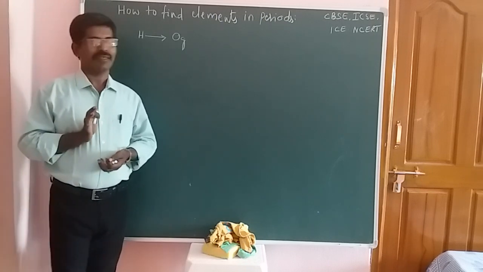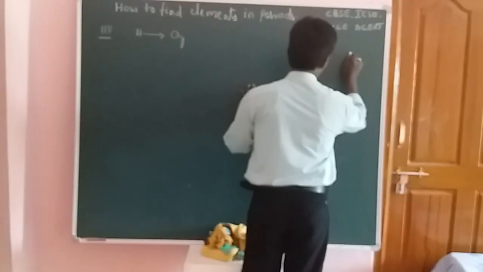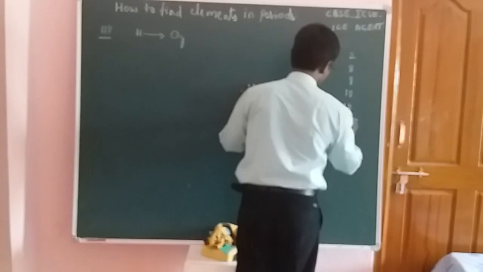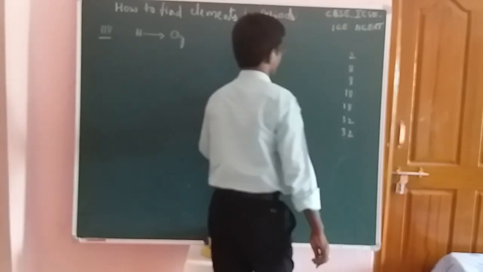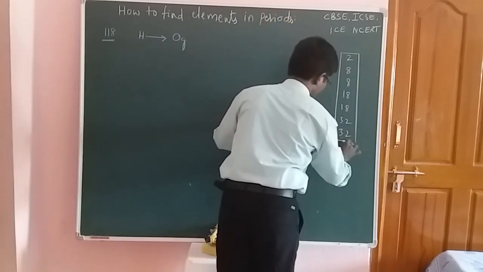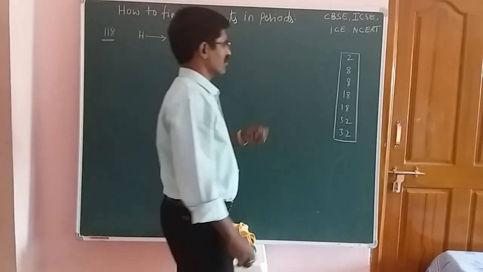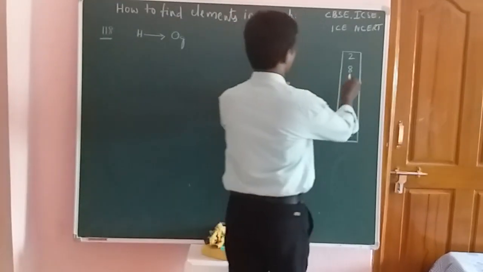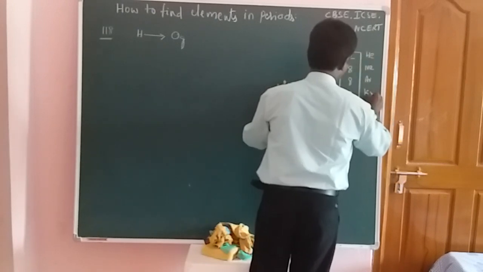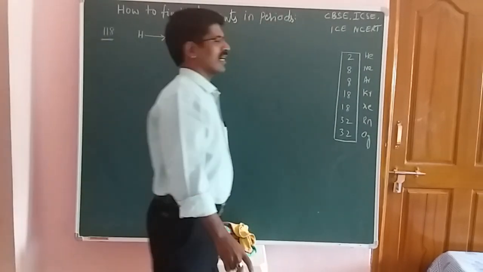We know that by using the magic numbers. So you should write the magic numbers: 2, 8, 8, 18, 18, 32, and the next one is 32. By using these magic numbers, you can find atomic numbers also. Actually, it also depends upon the noble gas elements. First of all, helium, next neon, argon, krypton, xenon, radon, and the last element is oganesson.